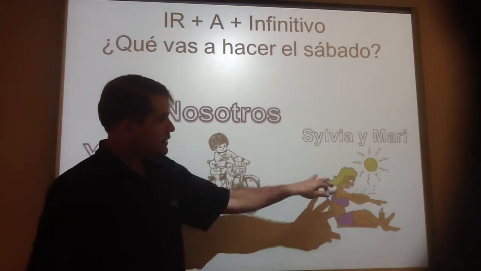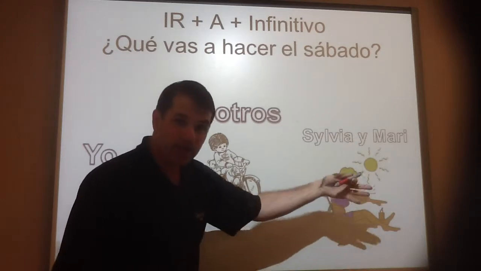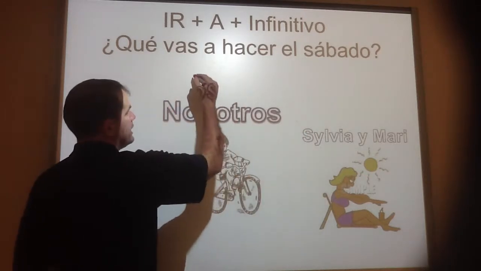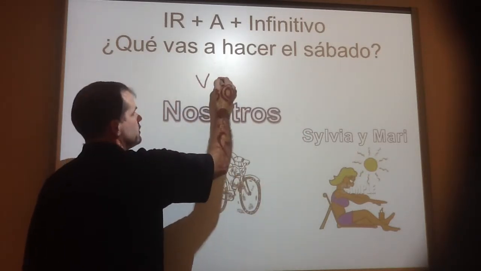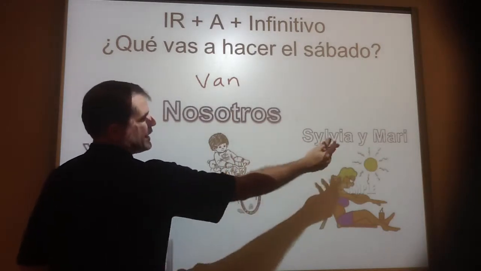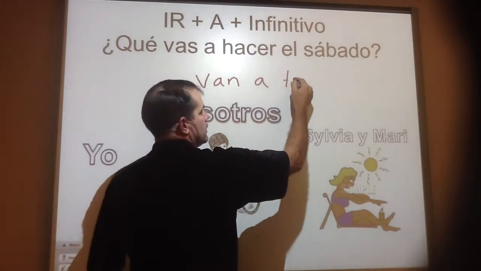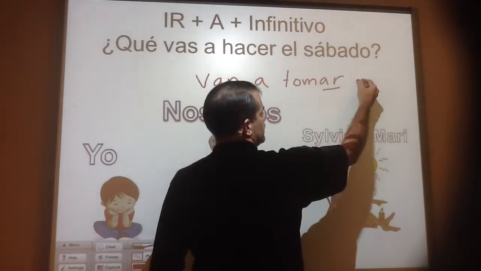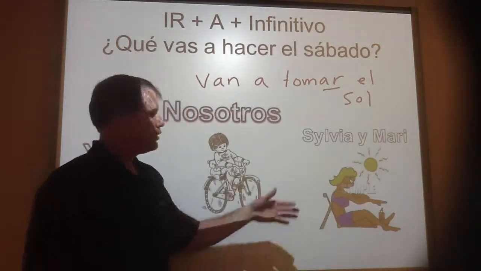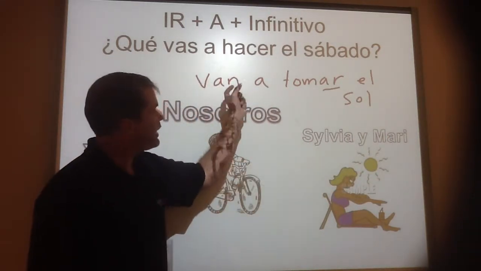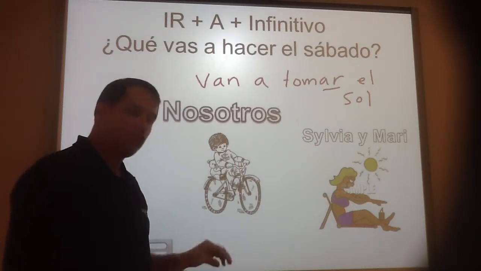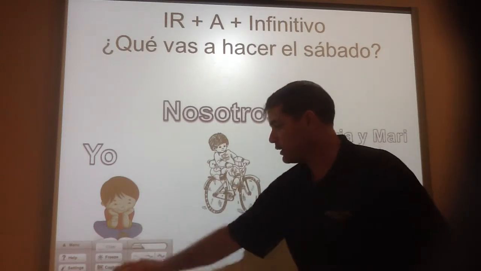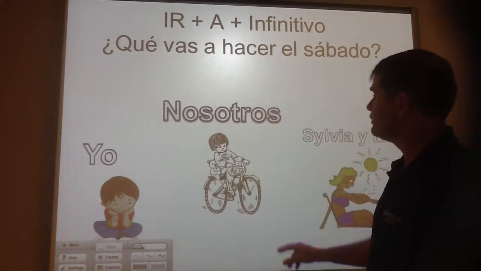And finally, Silvia y Mari are going to sunbathe. They're not doing it right now, but they're going to later, tomorrow, next week. Silvia y Mari, the correct form of ir is van. Ellas van a. Now we leave this in the infinitive. Tomar el sol. Ellas, Silvia y Mari, van a tomar el sol. Okay, so we can use ir to say that we're going places, or we can use ir to say that we're going to do something later. All right.